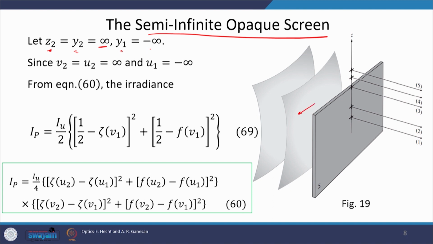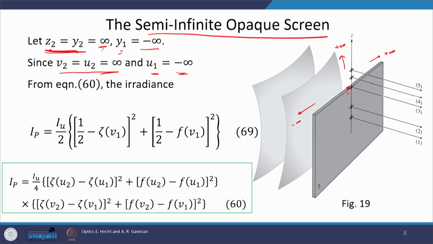Yeah, in this direction the edge is extended till minus infinity, here till plus infinity, in this direction it is plus infinity, and here it is kept at 0. Okay. But let us not say it is 0, let us say that it is not extended till minus infinity, it has some finite value, and therefore Z2 and Y2 would be plus infinity, Y1 at minus infinity, and therefore V2 and U2 would be equal to plus infinity and U1 would be minus infinity.